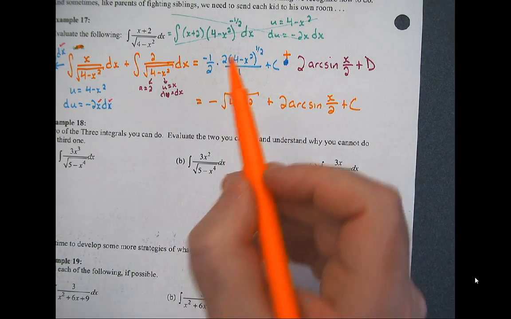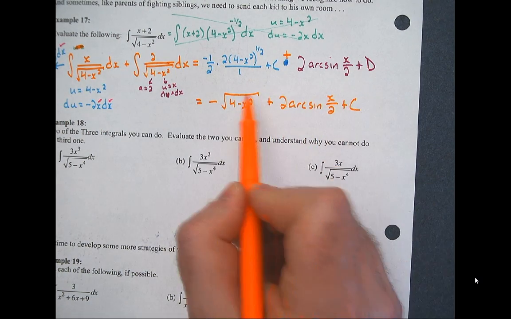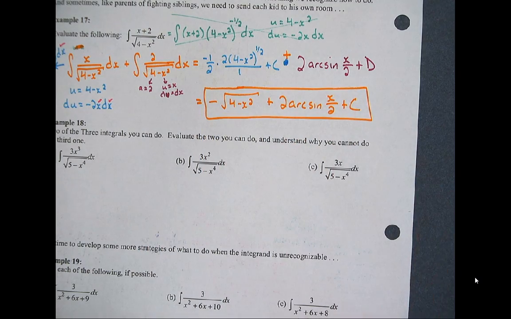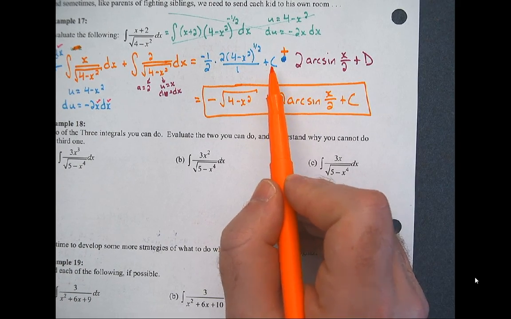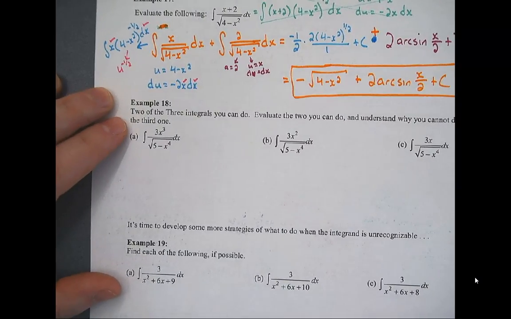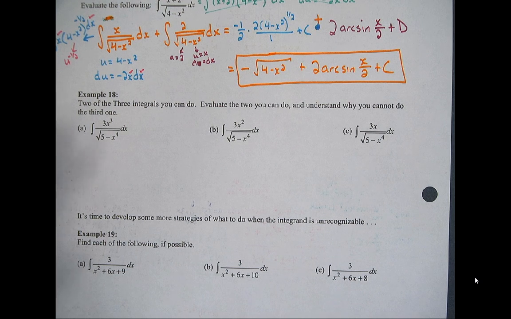What happened to big D? They just got combined, right? This is a constant, this is a constant, so when I add those constants together, you're going to get some other constant. That's why when I was first doing this, I said you didn't really need to write this, and you don't. You can write it at the end if you want to. 2 of the 3 integrals you can do. Evaluate the 2 that you can do and understand why you cannot do the third one.